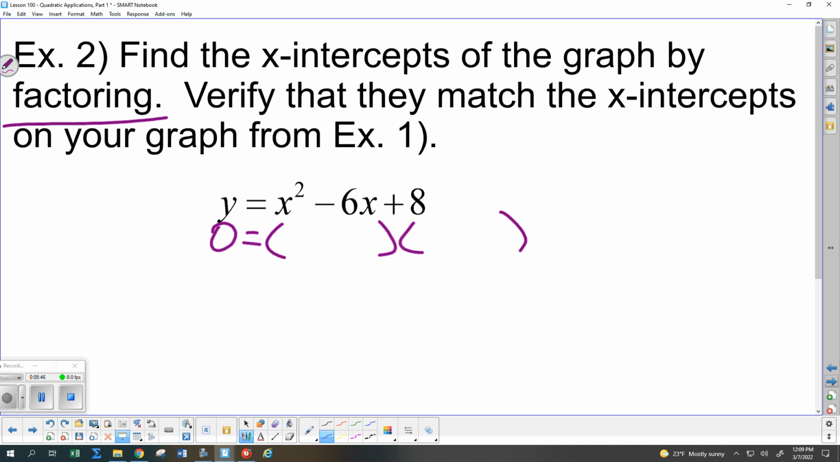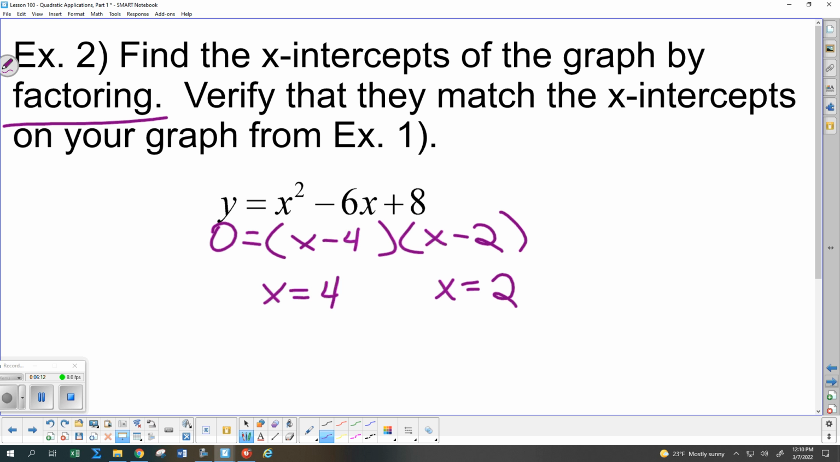Who thinks you've got it? Kit? X minus 4 and what else? Does that work if you FOIL that out? And that would mean x minus 4 is 0, so x is 4. X minus 2 is 0, so x is 2. Are those the same numbers we got on the previous slide? So factoring, completing the square, we got the same x-intercepts.